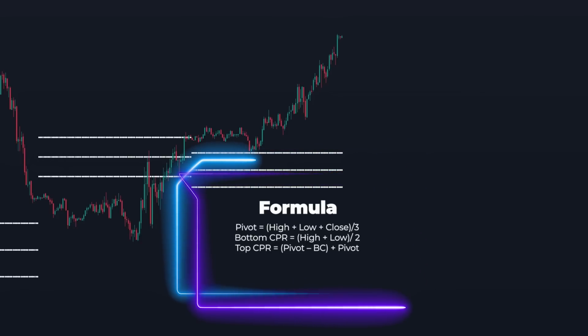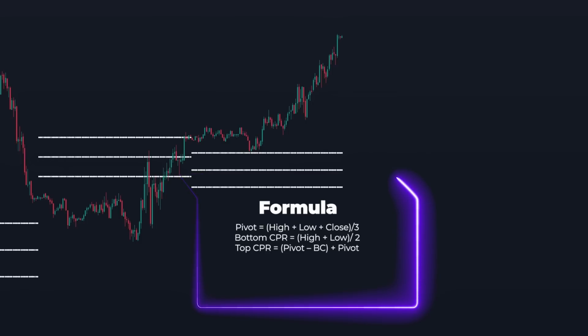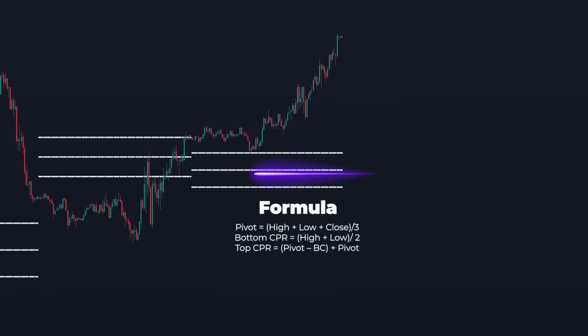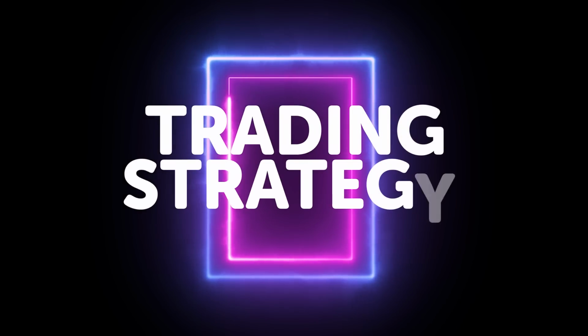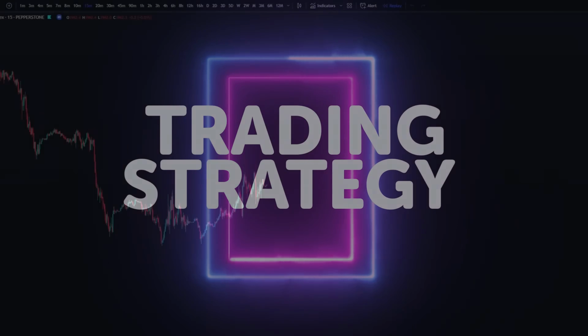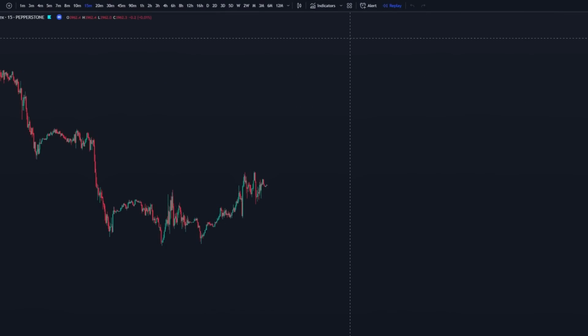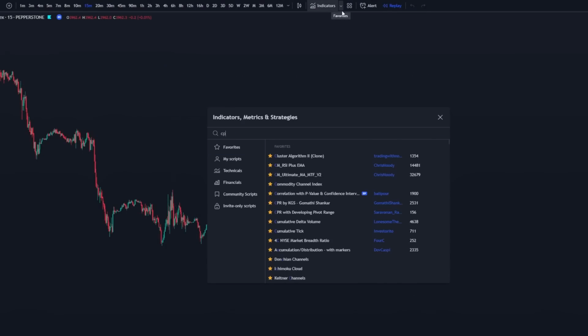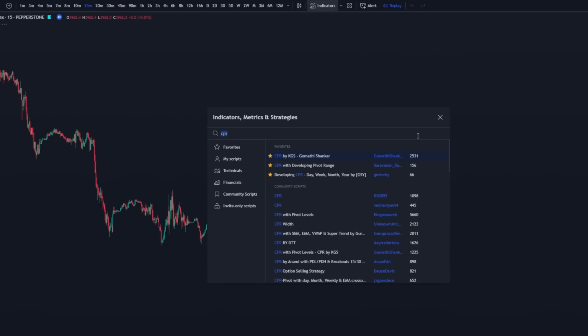Now that we have a solid understanding of how the CPR is calculated, let's explore how to use it in our trading strategies. TradingView offers a variety of indicators that will do the calculations for you. But one of the best is the one by Gautamthi Shankar.